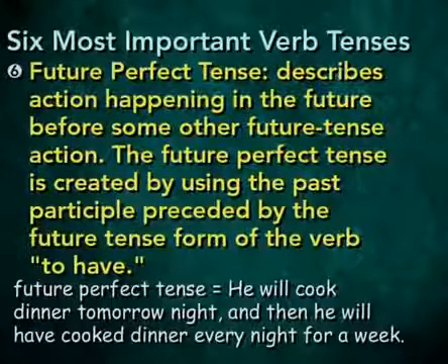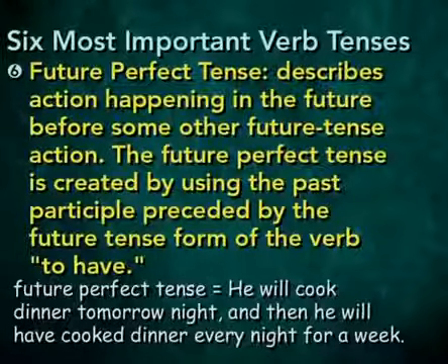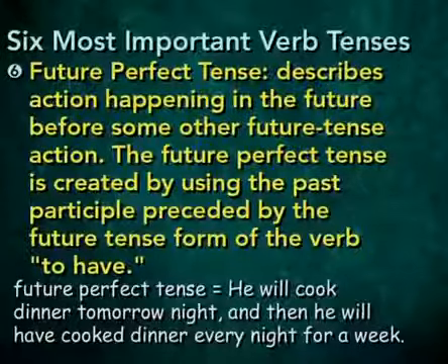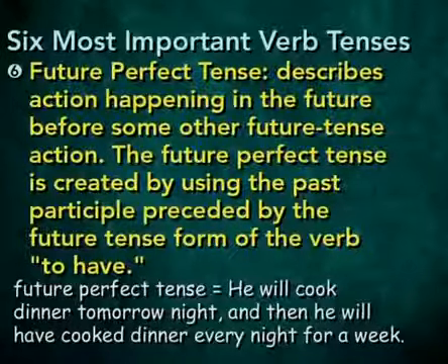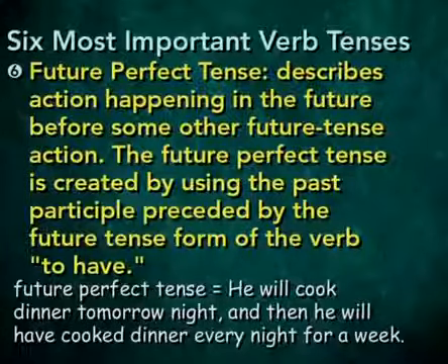Notice what's happening in this sentence. Tomorrow, we're told, he will cook dinner, and when he does that, he will have cooked dinner every night for a week. The action of cooking tomorrow's dinner is taking place in the future tense. He will have cooked dinner every night for a week describes action taken prior to the cooking of tomorrow's dinner. So there's an example of how the future perfect tense is used. Of the 6 basic tenses in English, the future perfect tense is the one that's used least often.